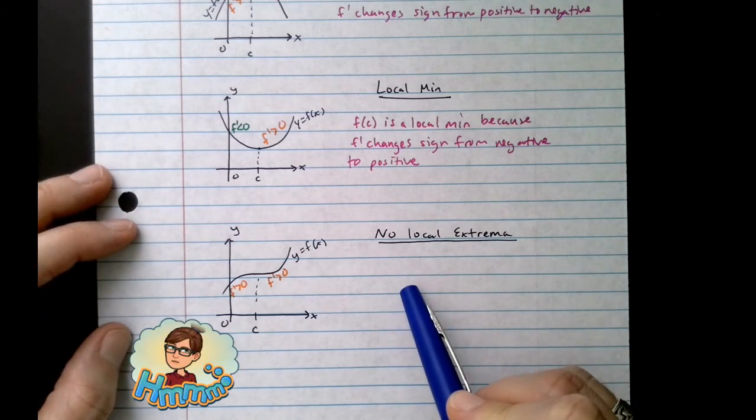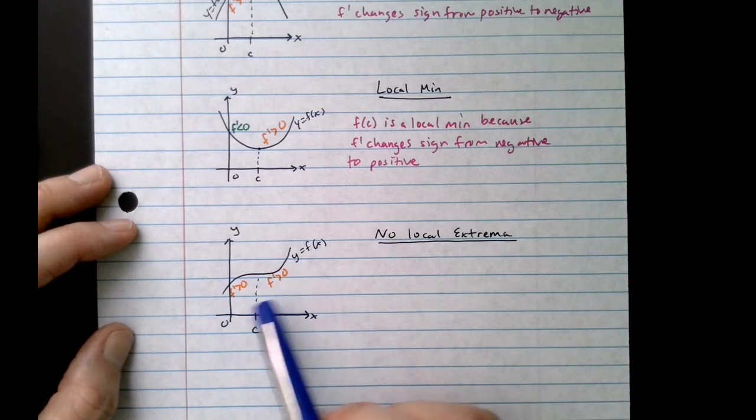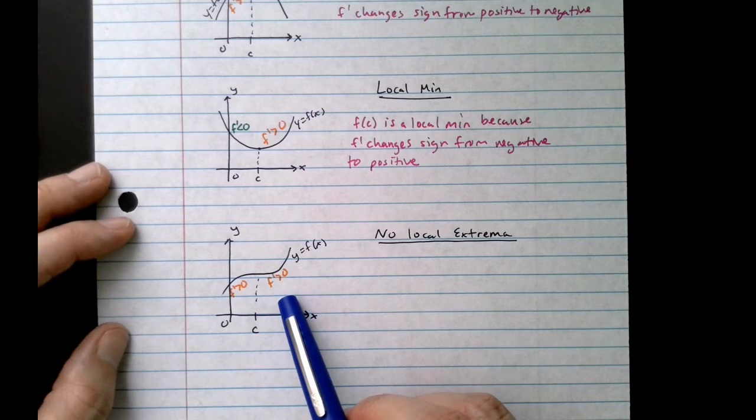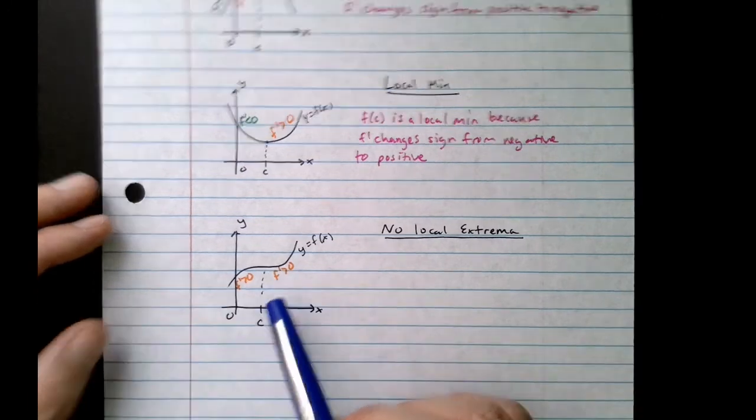So why is there no local extrema here? Well, what didn't change? There was no change in sign of my derivative. In other words, there was no change in behavior of my graph. So I'm going to say that f of x has no local extrema here because the derivative did not change sign.